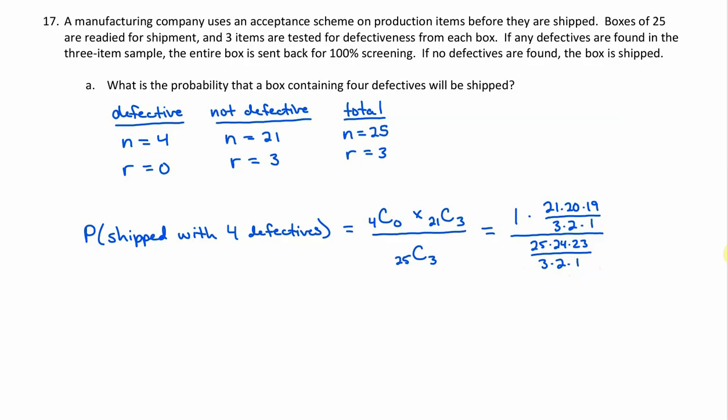And then notice that really what we've got is one rational expression divided by another, and they have the same denominator. So you could cancel those. Kind of, if you think about it as dividing by a fraction is the same as multiplying by a reciprocal, then those 3 times 2 times 1s could just be canceled out. So then what we're going to end up with is 21 times 20 times 19 over 25, 24, 23. And then, as usual, we do what we can.